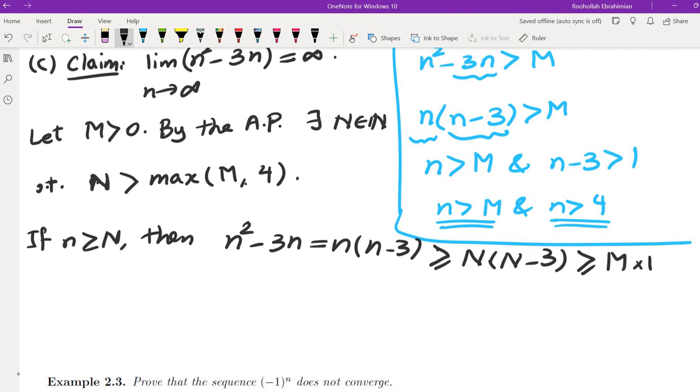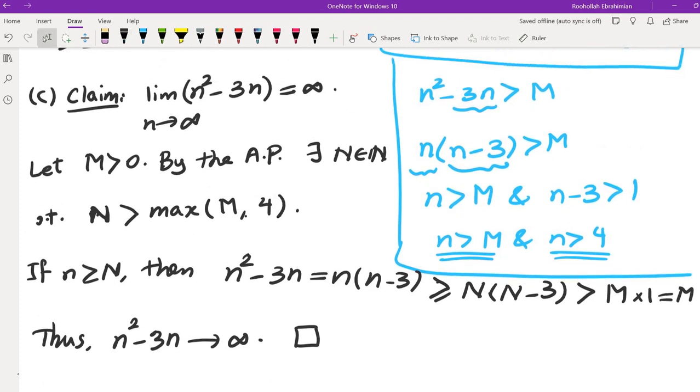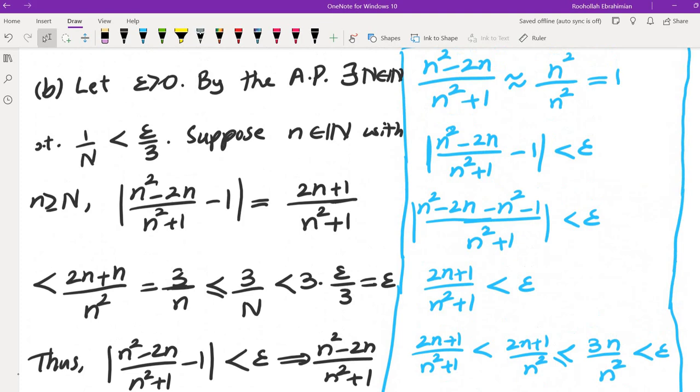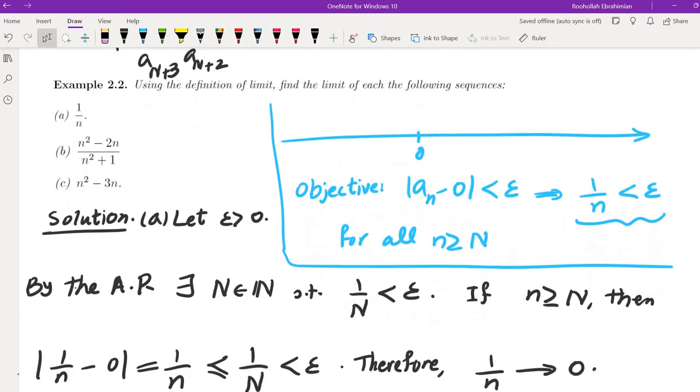And this is going to be 1. So this is, and this is strictly more. So this is n. Thus, n squared minus 3n in fact does approach infinity. So this completes the proof of the claim. So we showed in part C that the limit is in fact infinity.